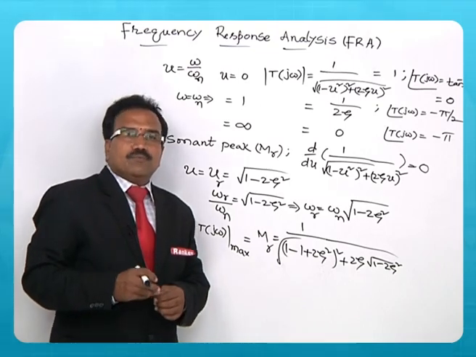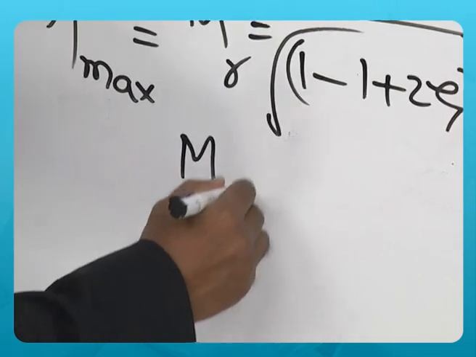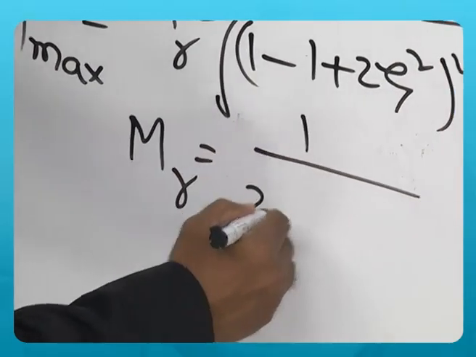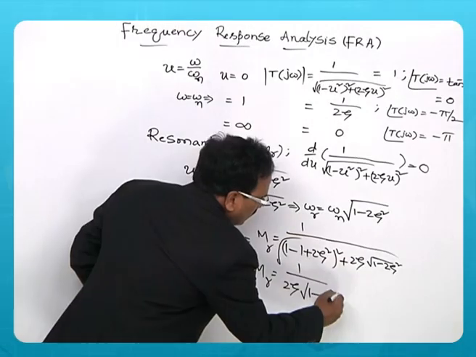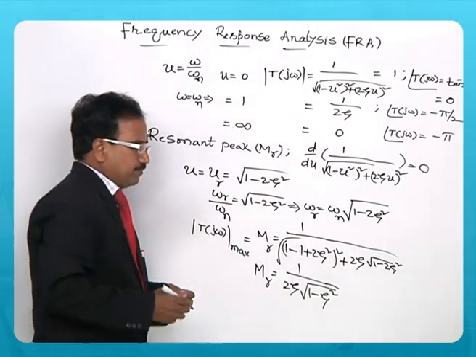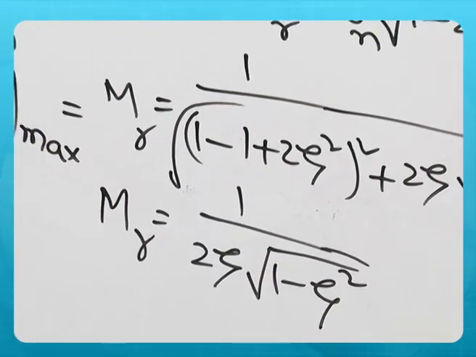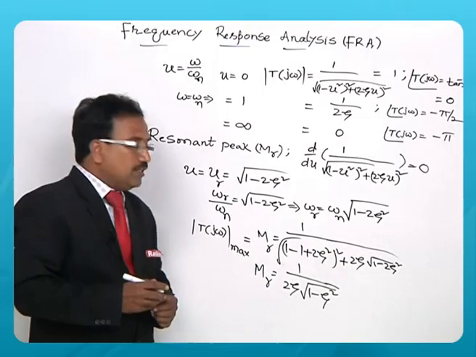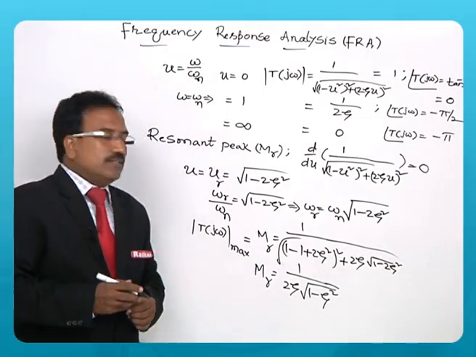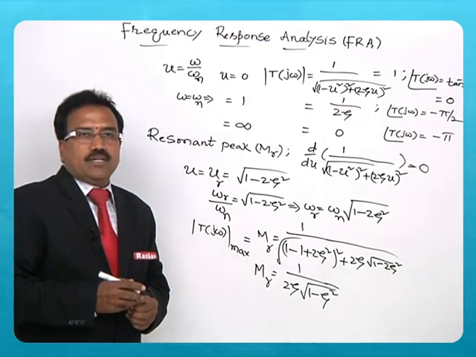So the maximum value of the magnitude, given by M r, can now be obtained as 1 by 2 zeta under root of 1 minus zeta square. So the resonant peak is independent of omega n. You can see it depends only on zeta. It is similar to the peak overshoot in the time domain approach.